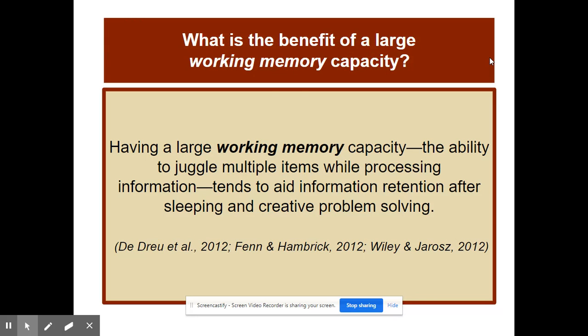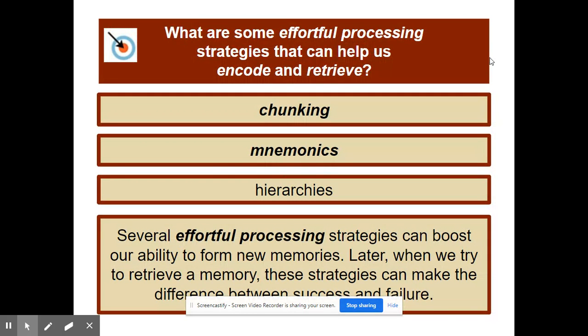So let's take a look at some of the things that we talked about yesterday in effortful processing strategies that can help us encode and retrieve. Things like chunking large units with the numbers, mnemonic devices, and we're going to be talking about hierarchies. These are all parts of effortful processing. So we use these to remember mass information.